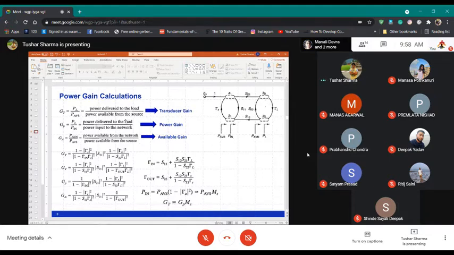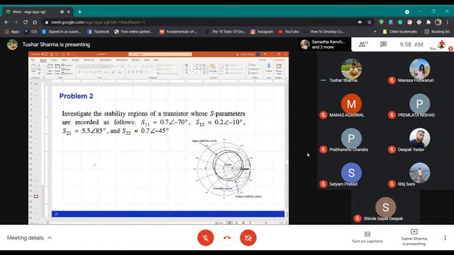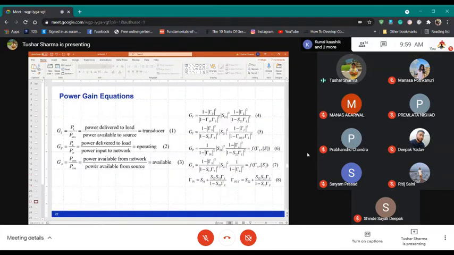So similarly, power gain is the power delivered to the load over power input to the network, and available gain is the power available from the network, which is PAVN here, divided by whatever was available. So these are different 3 types of gains in a transistor, and I have just re-summarized it so that we quickly recall. So there is GT, GP, GA, gamma in and gamma out. There are these 4 or 5 parameters which are very, very important.